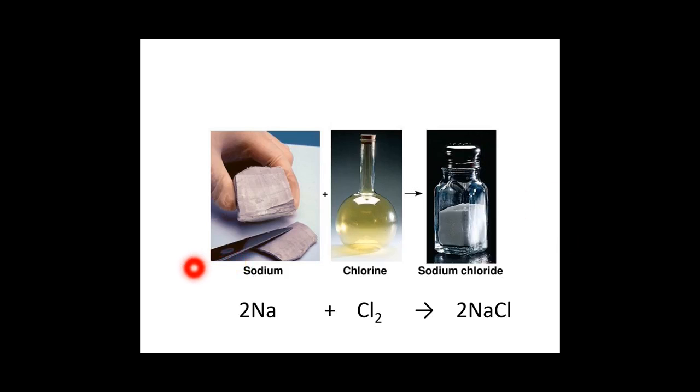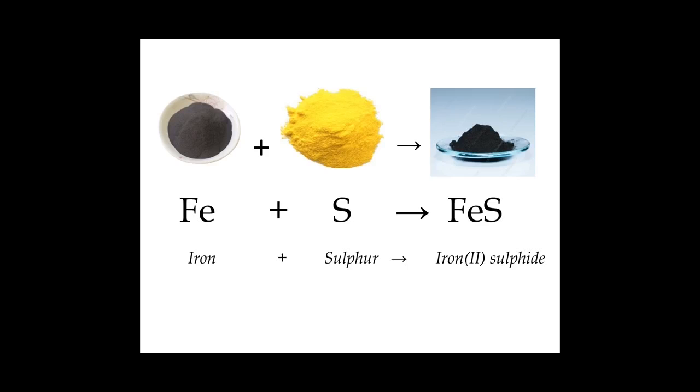Next, sodium, when it reacts with chlorine, forms sodium chloride. This is the formula of the sodium chloride compound. This is also an example of combination reaction. Another example of combination reaction: iron reacts with sulfur, forms iron 2 sulfide.